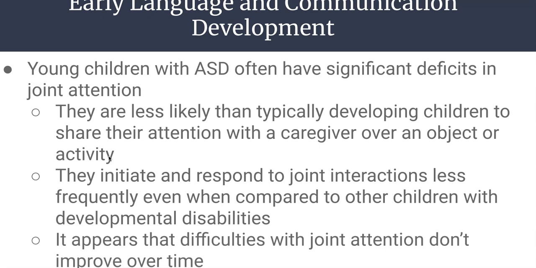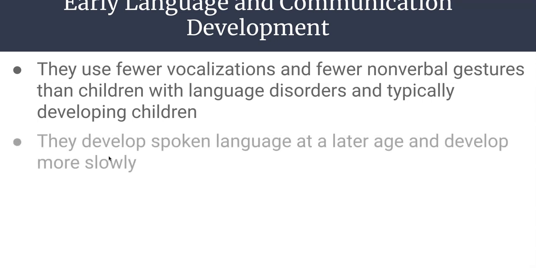And that really doesn't change a lot over time. We can teach that. And in some kids, they can do a lot better with that, but not in all kids. These kids are going to use fewer vocalizations, fewer nonverbal gestures than kids with language disorders and typically developing children. Right? They're just, again, kids with autism will just kind of do their own thing. And they kind of expect you to do your own thing.